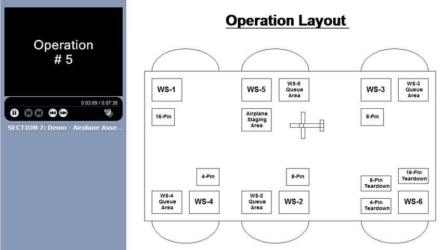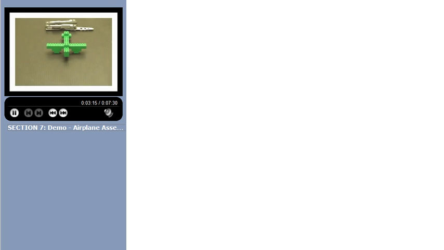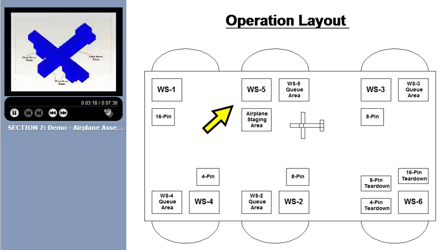Operation 5 is a checkpoint. The check occurs at Workstation 5. The operator checks the stress points. Check horizontally only at the 4 designated points. If the gauge can be inserted into a crack, then the aircraft becomes rework.